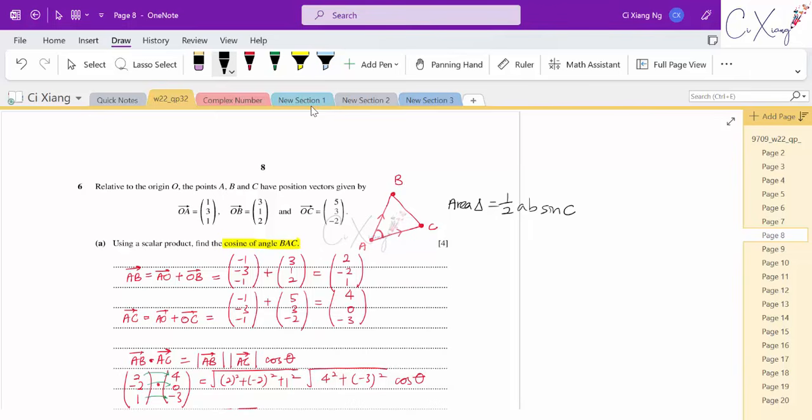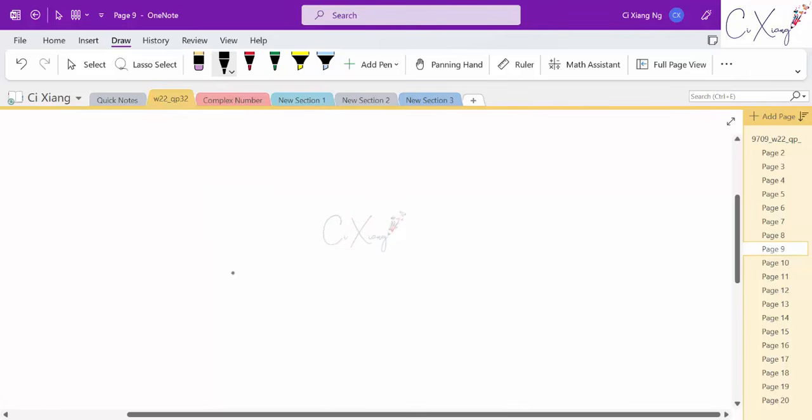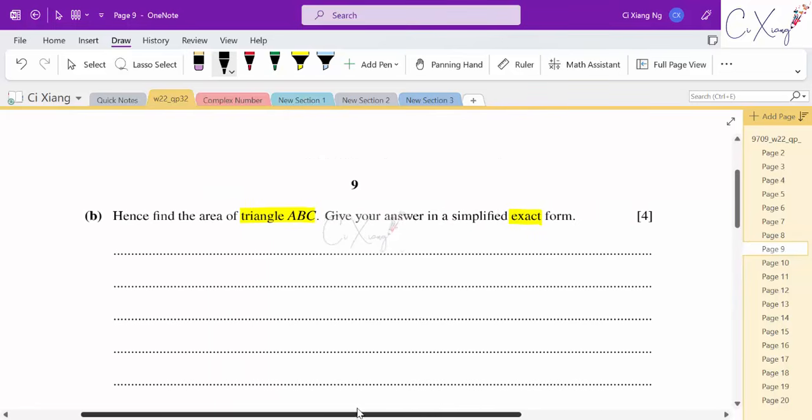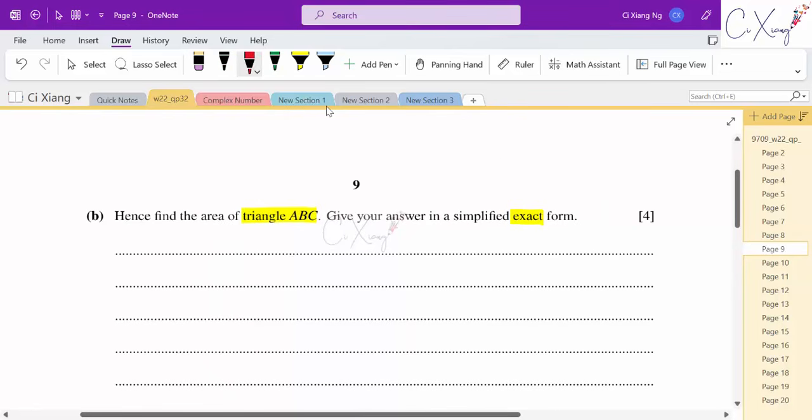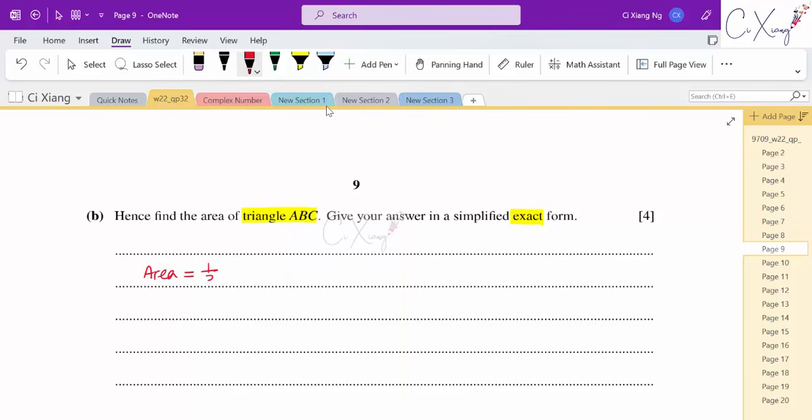So you can use this side and also this particular angle in the formula for the area to get the answer. So we need the length of AB, the length of AC, and then sine of the angle inside, sine theta. Alright, so I want to find out the area, and basically it will be half the length of AB, the length of AC, and then sine theta.